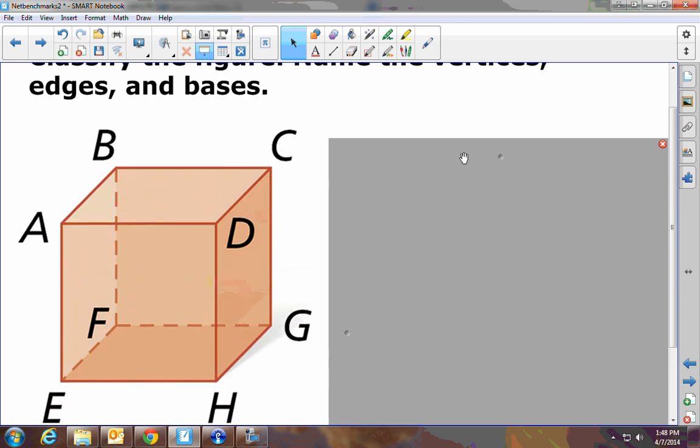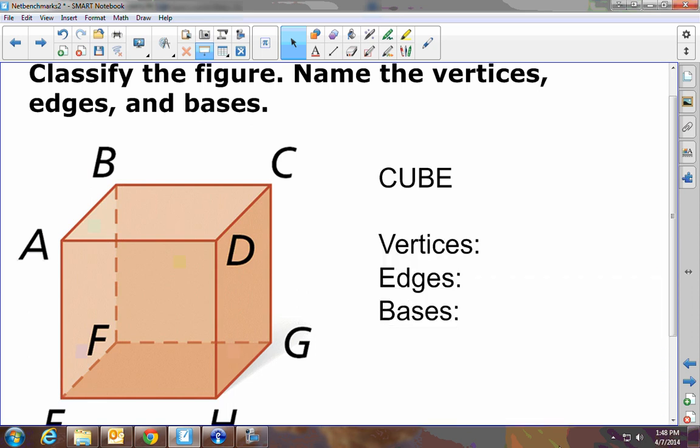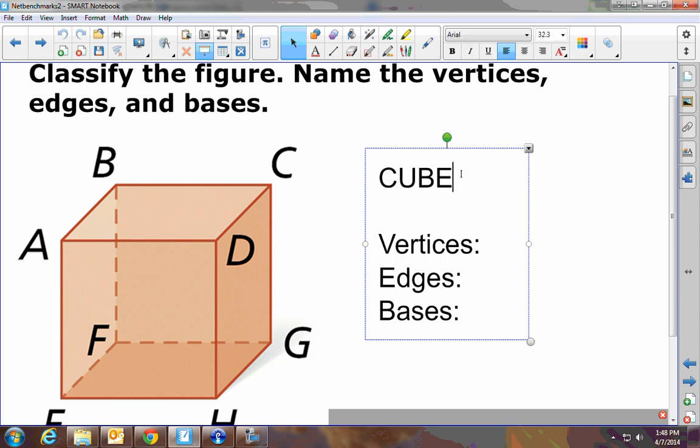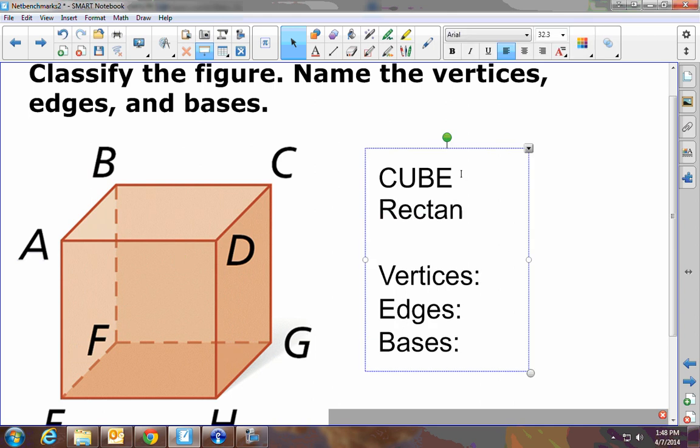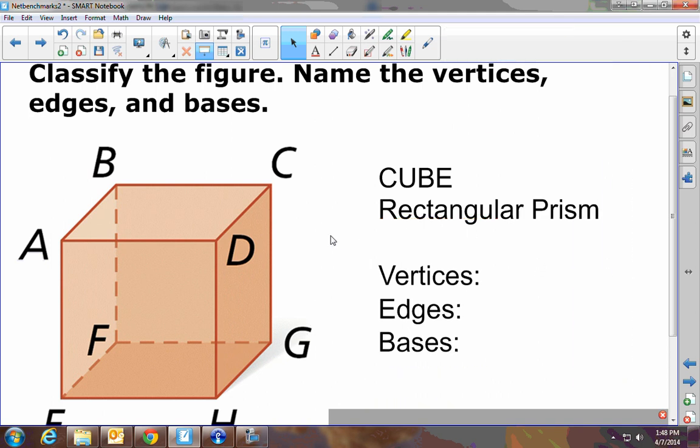This says classify the figure and name the vertices, edges, and bases. So the figure, you might at first say it's a cube, but in order for it to be a cube, we'd have to know all the faces are congruent. So we could call it a cube, but technically I would say it's a rectangular prism. Okay. And then on the test, you might be asked to identify the vertices, the edges, and the bases.